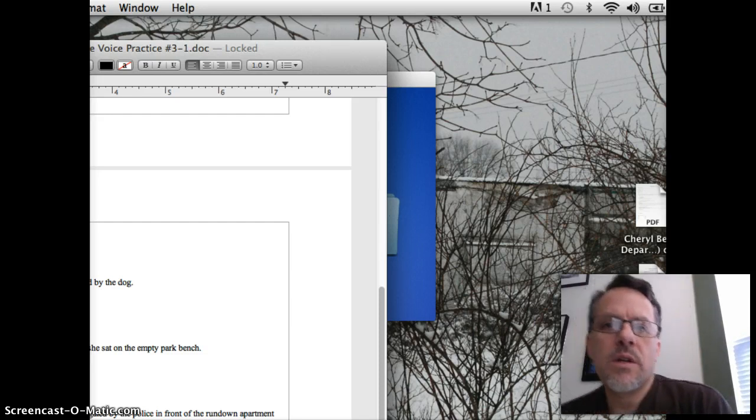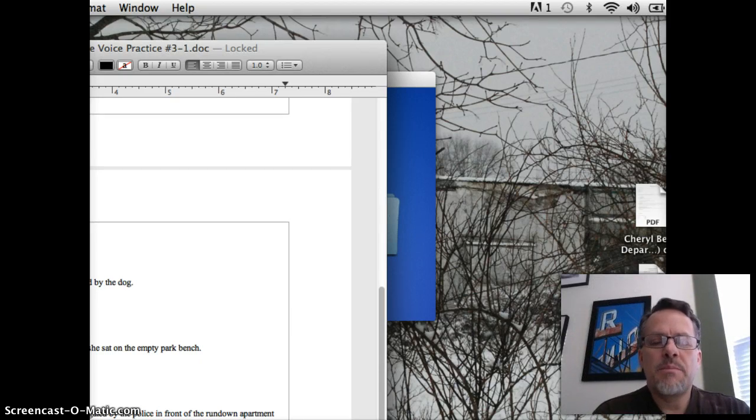Number 8 says, Sarah looked sad and lonely as she sat on the empty park bench. Remember, your verb has to be transitive in an active voice sentence for it to be made into a passive voice sentence. Here, we cannot change the sentence because Sarah looked sad and lonely. Looked is not a transitive verb. It's a non-action verb. Sarah was not doing anything. She was just appearing sad and lonely. We're talking about her appearance, not something she's doing. So again, that cannot be changed.